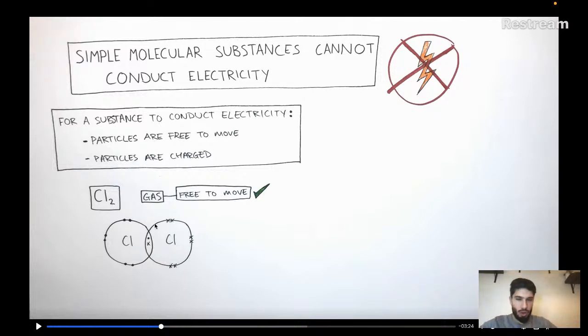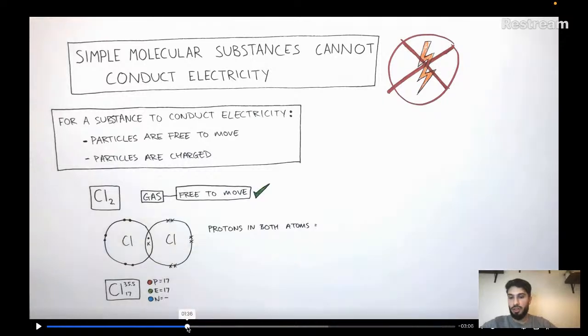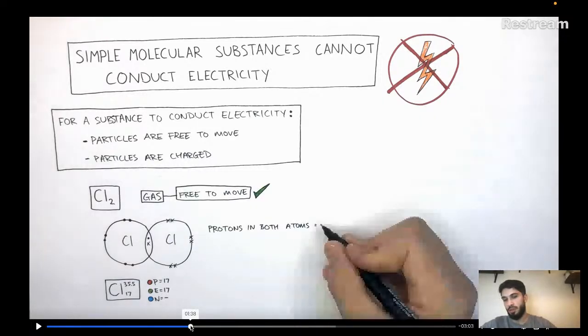So are chlorine molecules charged then? Let's see if they're charged. Well, protons in both atoms, how many are there? Well, one chlorine atom has an atomic number of 17, which means there are 17 protons and 17 electrons. And neutrons are going to be 18 or 20. So if you know about isotopes, you would know that it's going to be 18 or 20.